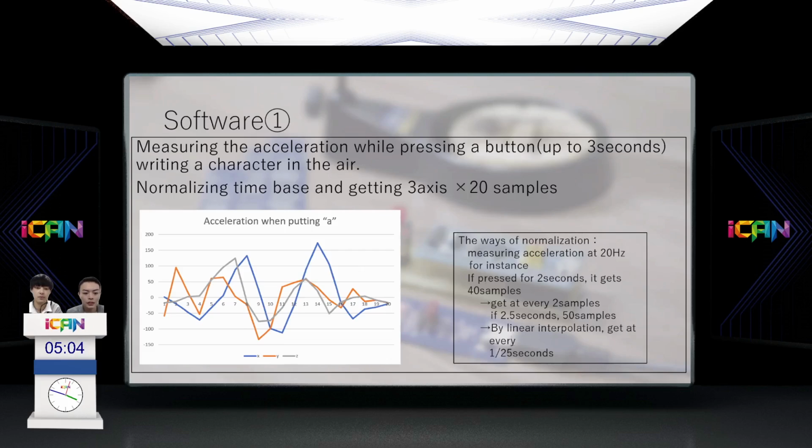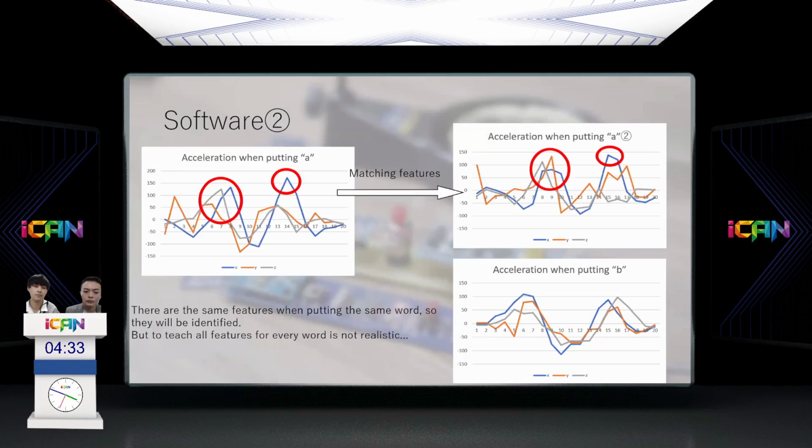Originally, data is recorded 20 times per second in each of the three axes. If the button was pushed for 2 seconds, it gets 40 values. If the button was pushed for 2.5 seconds, it gets 50 values. The normalization program converts them to a 6-dimensional vector. Our idea is that there are the same features when writing the same character.